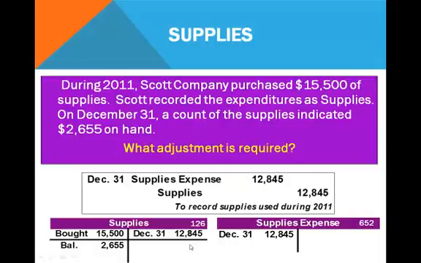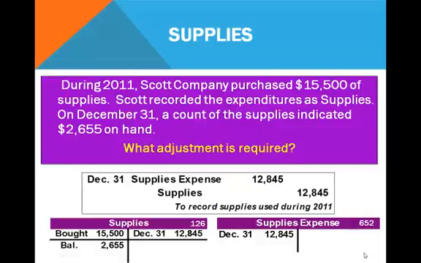If we had supplies available of $15,500 and only had $2,655 on hand at the end of the year, we must have used $12,845 worth of supplies during 2011. So we can post the adjusting entry that you see here. We have debited supplies expense, credited supplies, and you can see that reflected in our T accounts.